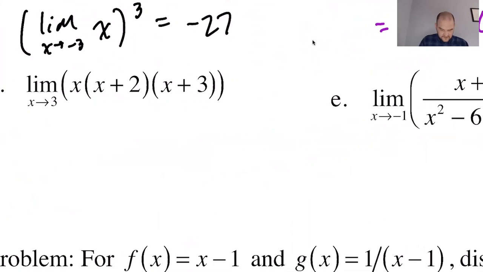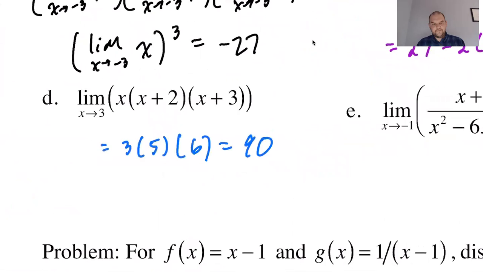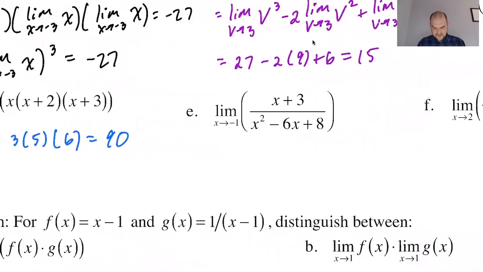So this will equal 3 times 5 times 6. So 90. All right. And then let's see.